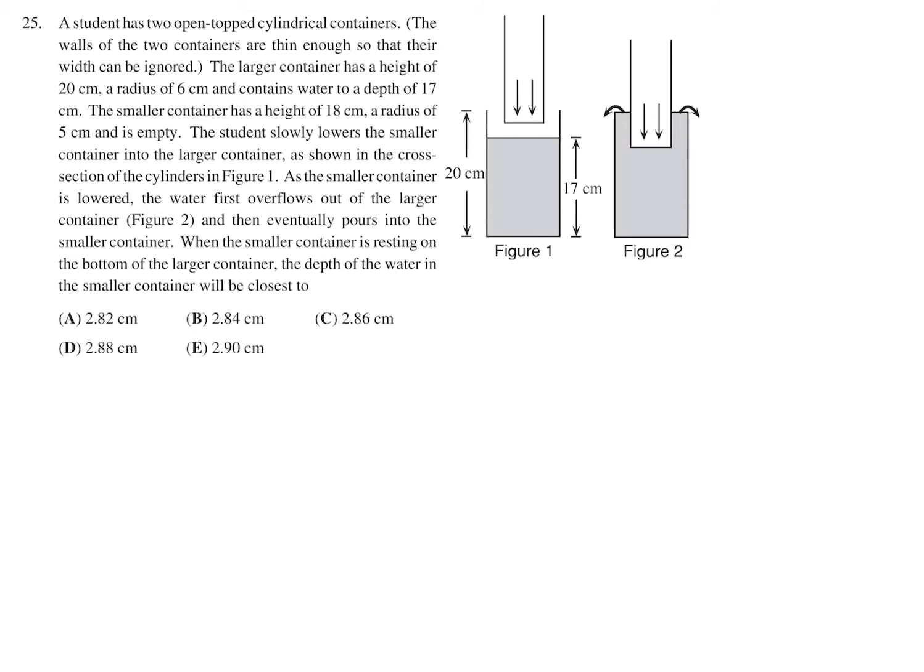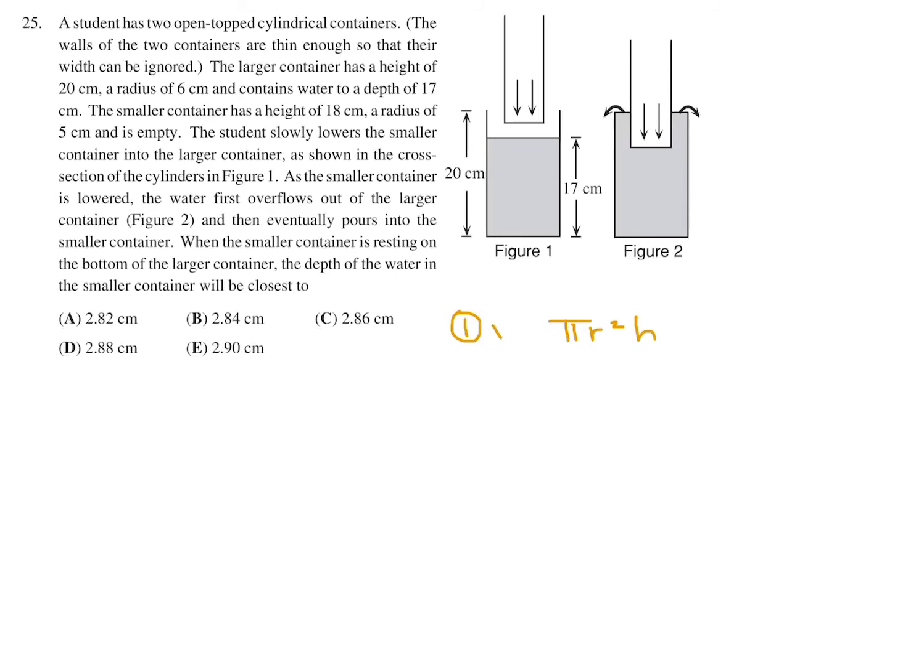So, the first thing I want to do is figure out the volume of the water in the container before anything happens. Okay? Before any smaller container is lowered and all of that. So, that's our first step. So how do we figure out the volume of a cylinder? Pi r squared times height.